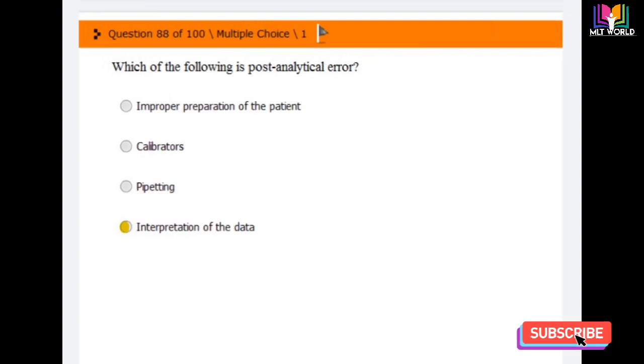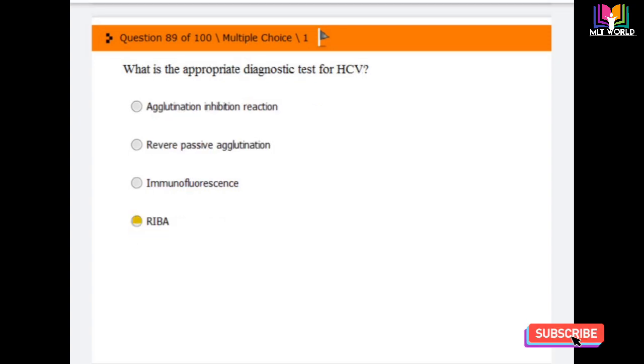Question number 88. Which of the following is the post-analytical error? Options are improper preparation of the patient, calibration, pipetting, and interpretation of the data. Correct answer is last option. Interpretation of data is the post-analytical error. Improper preparation of the patient will be pre-analytical error, calibration and pipetting are analytical errors. So interpretation of data is the post-analytical error.